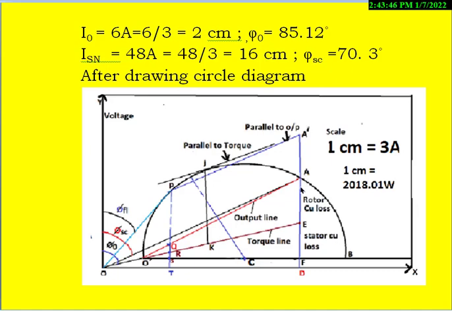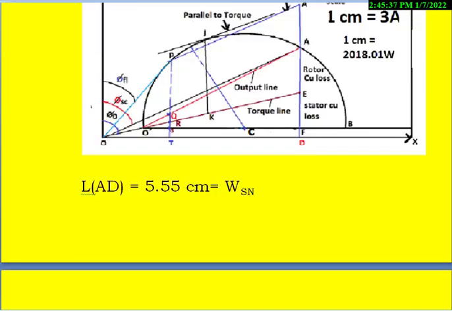Now draw a line parallel to the voltage axis from A up to the line OX, so that it will cut OX at point D like this, and it will also cut the O dash B at point F.